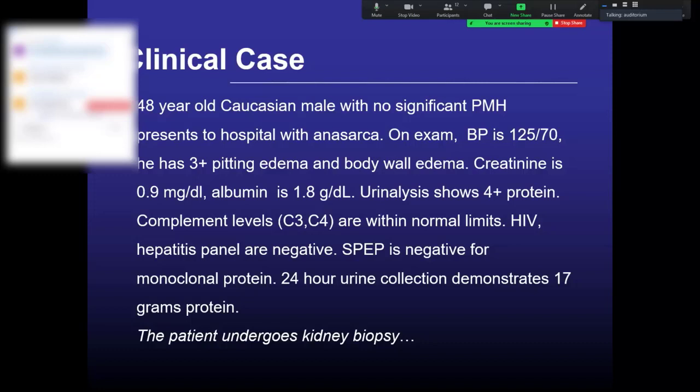Blood pressure is 125/70, 3+ pitting edema, body wall edema, creatinine is 0.9, albumin is 1.8, and your urinalysis shows 4+ protein. The complement levels are normal. HIV, hepatitis panel is negative. SPEP is negative for a monoclonal protein. 24-hour urine collection demonstrates 17 grams of protein. So does everyone think this patient needs a biopsy? Yeah, 17 grams of protein, that's a lot.